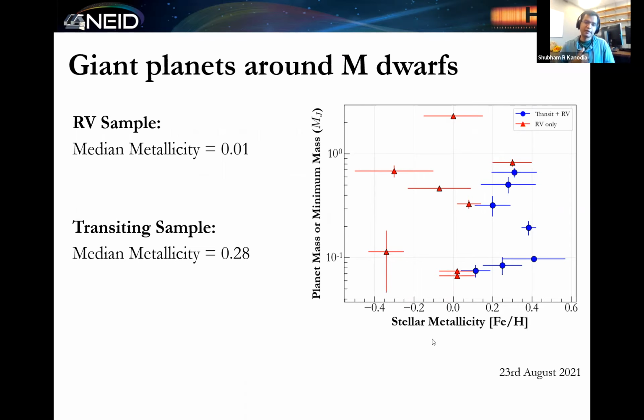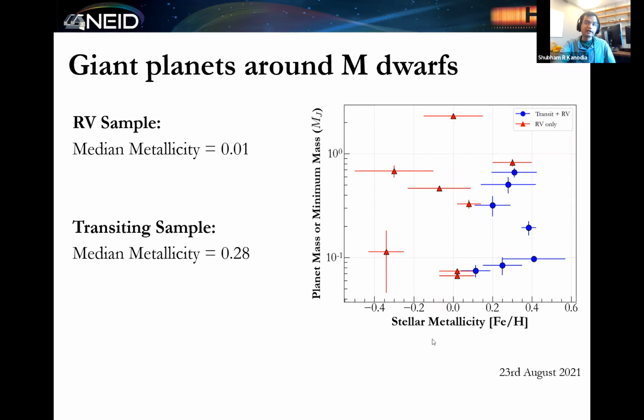One, there aren't that many giant planets known around M dwarfs. And again, here I'm classifying everything greater than a Neptune as a giant planet, just because there are so few of them right now. And two, the transiting planets are all distinctly metal rich, whereas the RV planets seem to be a lot more agnostic. The median metallicity of this sample is basically solar metallicity, and the error bars are basically 2 sigma away from each other, the two samples as they stand right now.